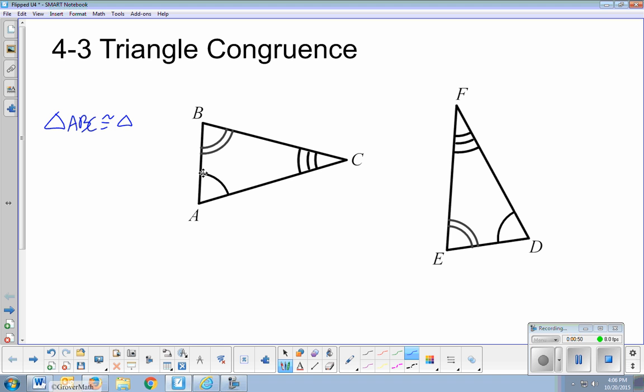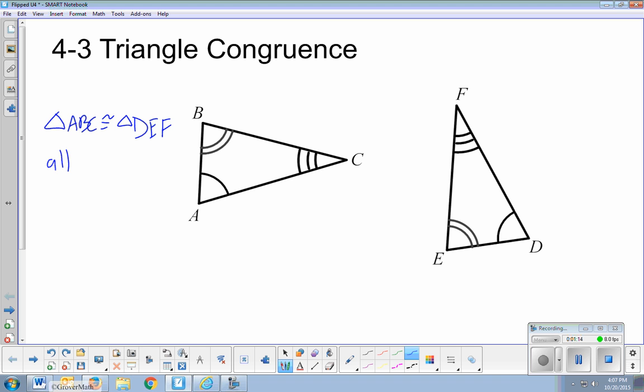So angle A has one arc that corresponds to D, which has one arc. Angle B, double arc, corresponds to E. And angle C, triple arc, corresponds to F. So triangle ABC is congruent to triangle DEF. And what that means is all corresponding sides, well, let me say this actually.